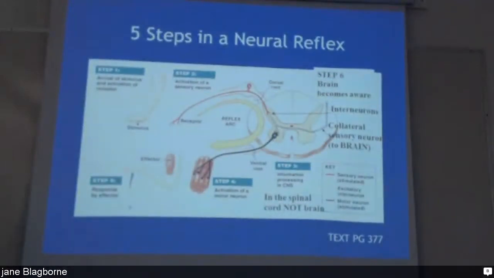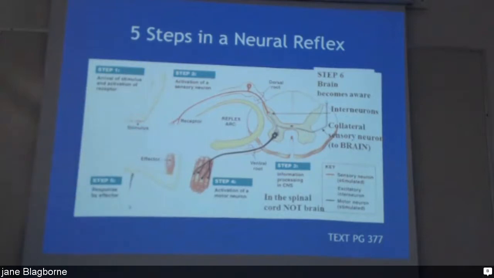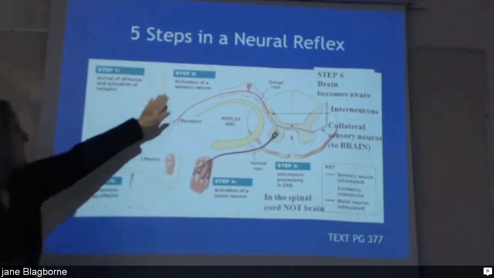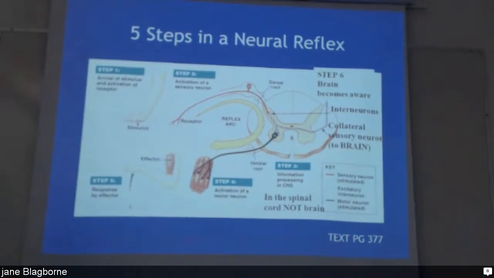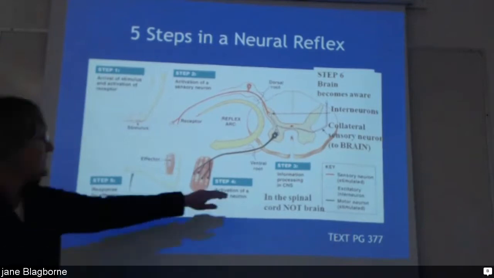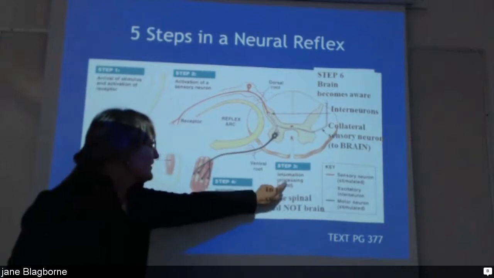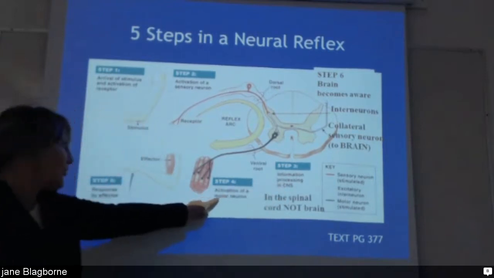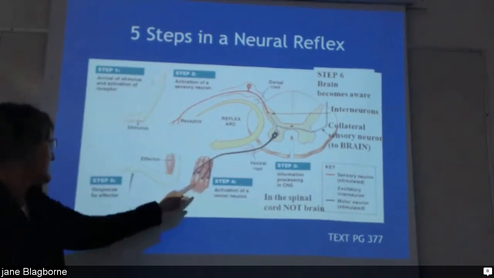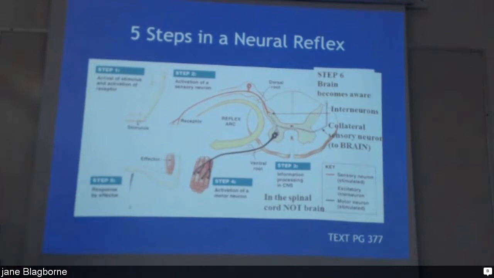So these are neural reflexes. Like I said, stabbing yourself with a pin. Step 2 is the activation of the sensory neuron. Step 3 is information in the central nervous system is processed. Step 4 is activation of a motor neuron. And step 5 is a response. And we've been talking about that all the way through.